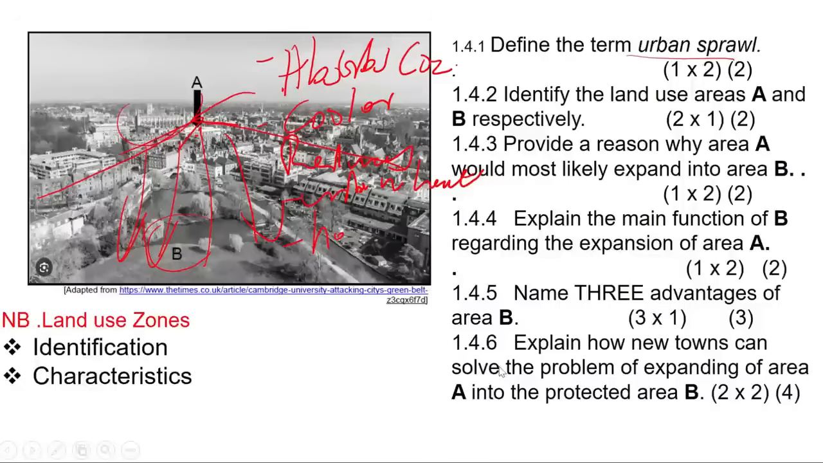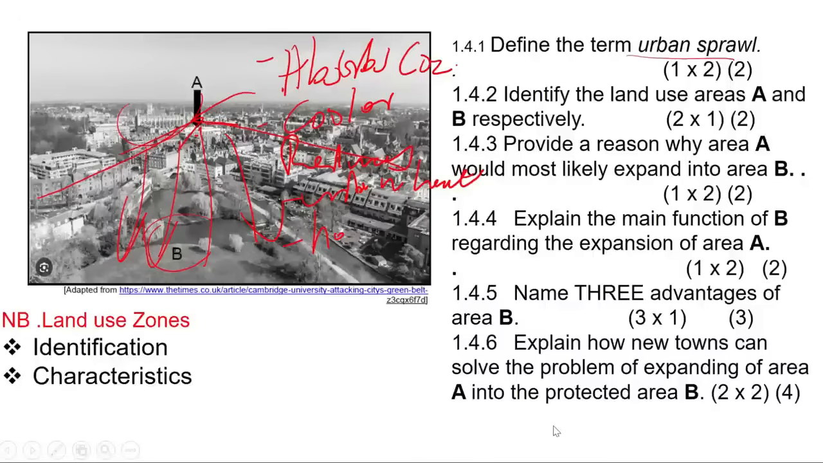Explain how new towns can solve the problem of expanding of area A into the protected area. So, how can the cities reduce urban sprawl? So this is the protected area A. What can the cities do in order to reduce that process of that area growing into there?